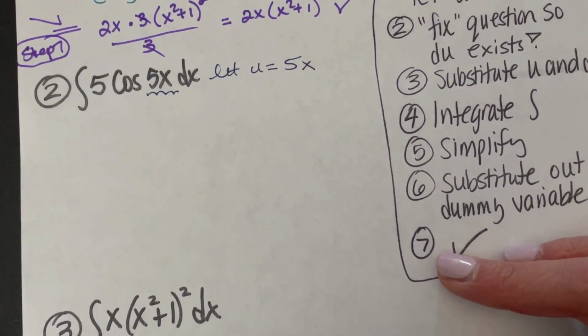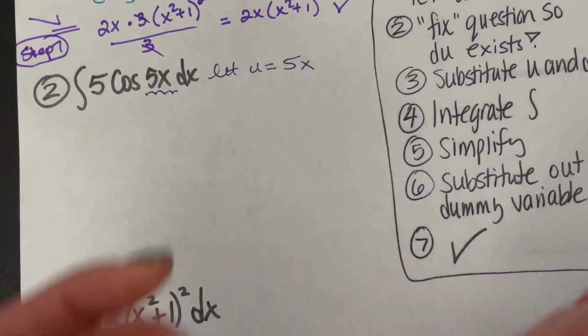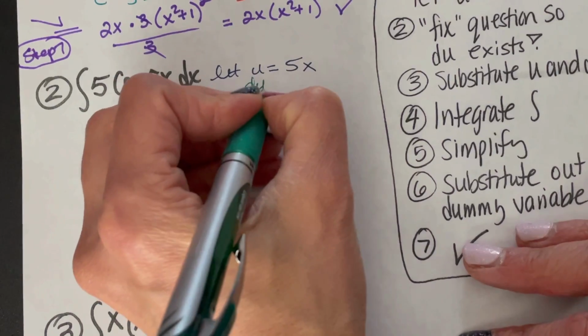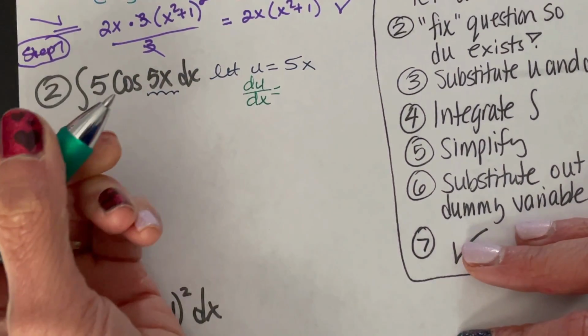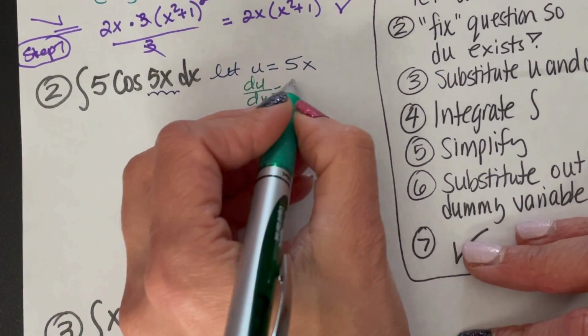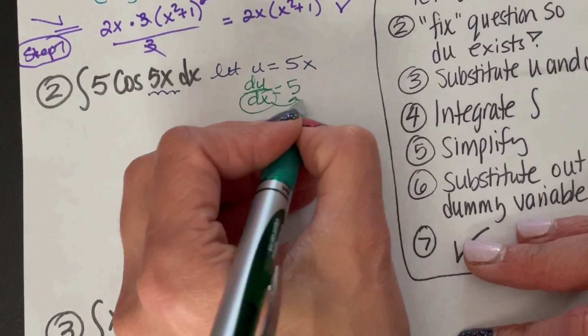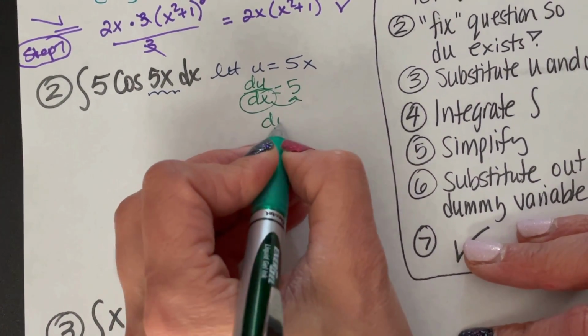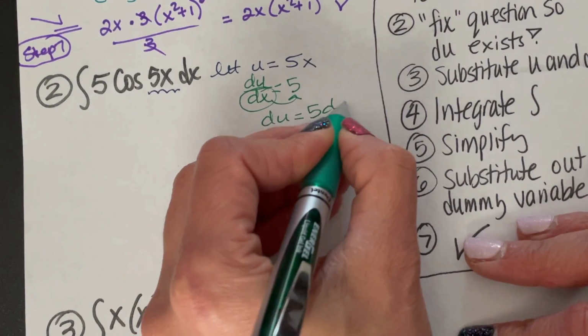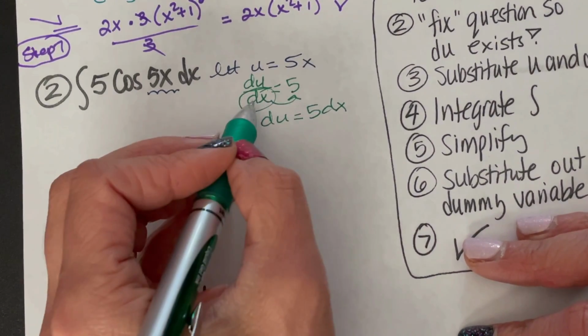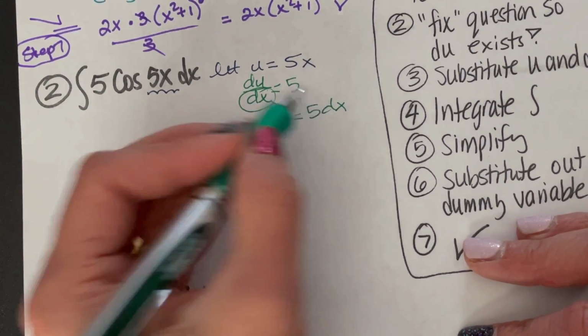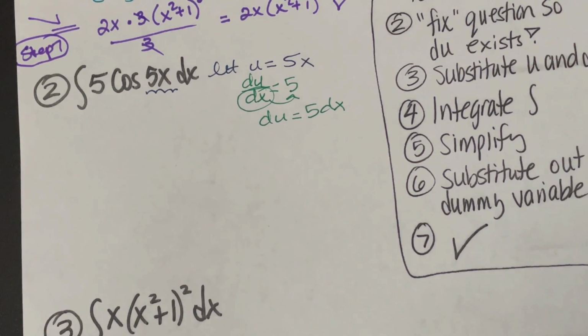And then let's take the derivative of u. So du by dx equals the derivative of 5x, which is 5. And we need to take that dx and multiply it over. So du will equal 5 dx. I'm actually going to skip this step from now on, because we know that we're always going to have to multiply the dx over. So we're just going to go straight to it from now on.